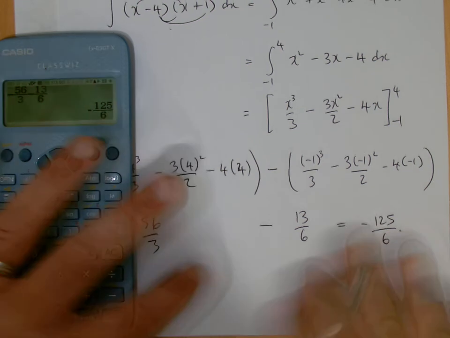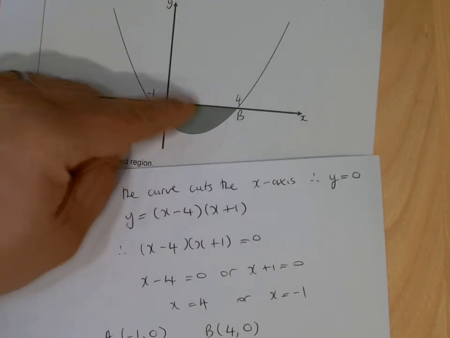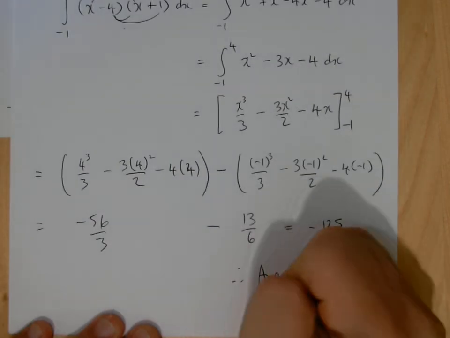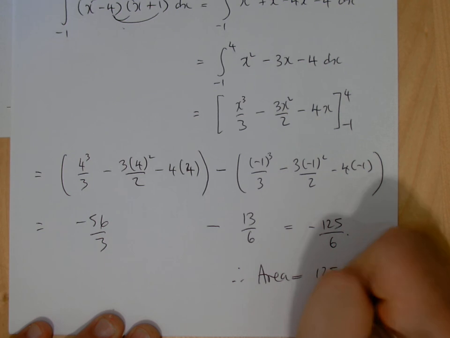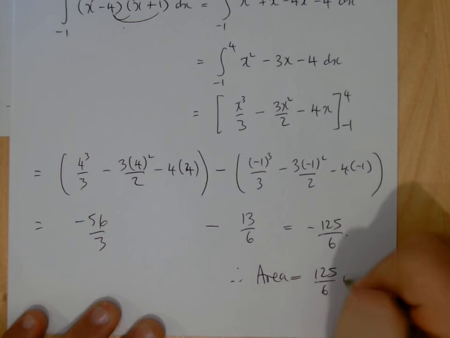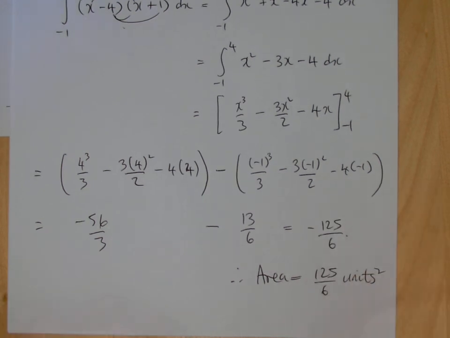Again, we're expecting a negative answer because the region was underneath the axis and we've got negative y values here. So we expect that, but then you've got to say at the end, therefore the area is equal to positive 125 over 6 units squared.